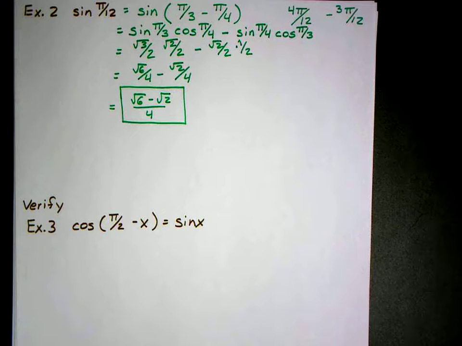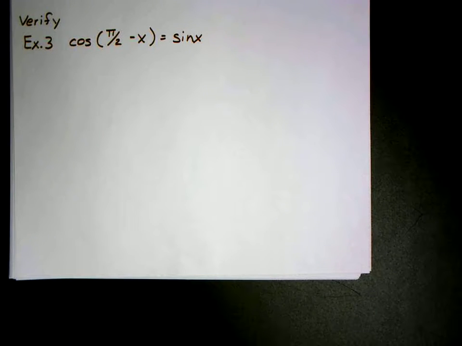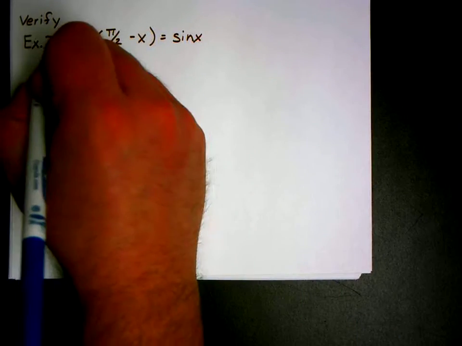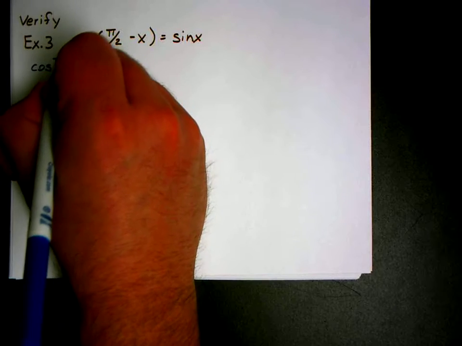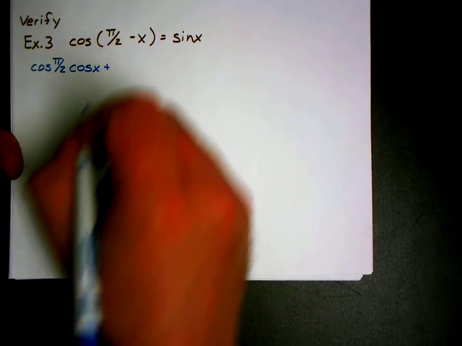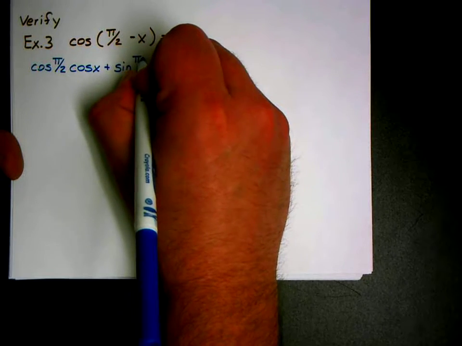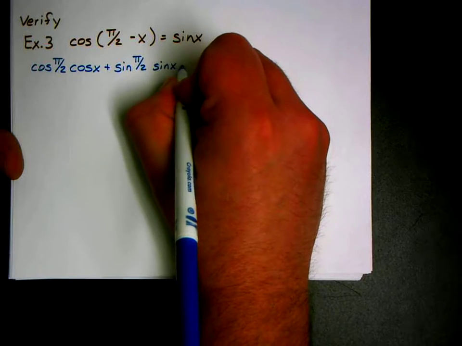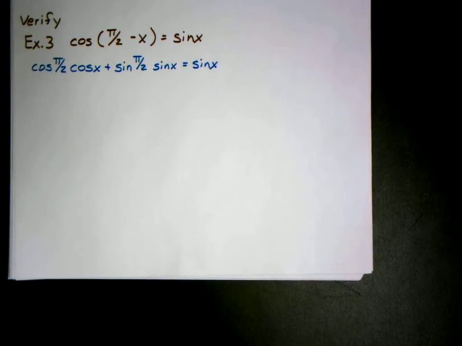Okay, then I want to do a couple of verifying problems. Okay, so let's verify this. Well, there's not anything we can really do with the right-hand side at all, so let's just expand the left-hand side using our formula. Since this is a minus with the cosine formula, it turns into a plus. Okay, so we get that.